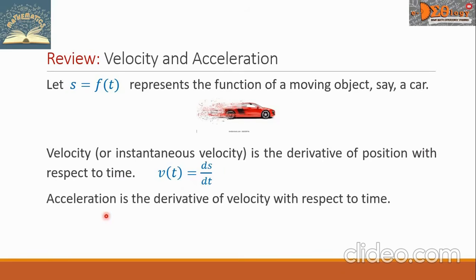Now, acceleration is the derivative of velocity with respect to time. So we write a of t, where a stands for acceleration. And this is equal to the derivative of this function. So we write dv over dt. Or we say that this is the second derivative of the function s equals f of t.